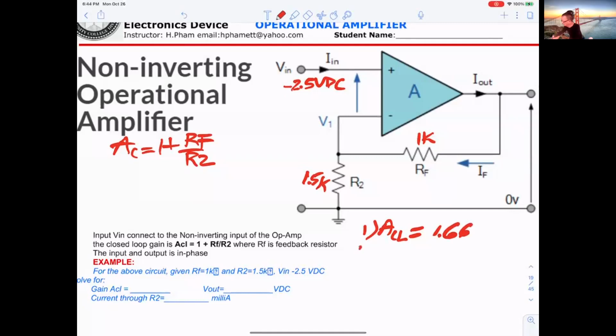V out is 1.66 times minus 2.5, so negative 4.16 volts. Oh, negative 4.16, I'm sorry. So you get negative 4.16, right? Yes, sir.